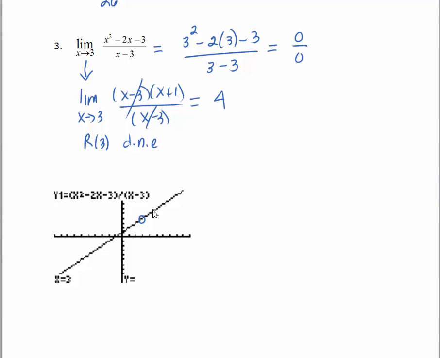There's a hole in the graph. So the function is not defined. Right? So r of 3 doesn't exist, but the limit does exist. As x approaches 3 from either side, the function is approaching 4.